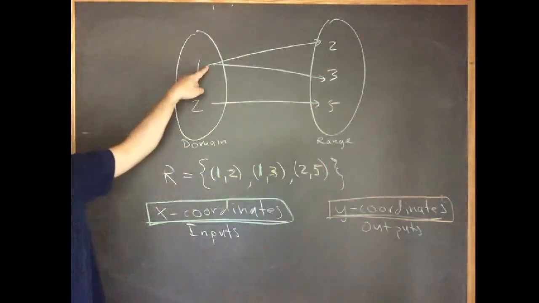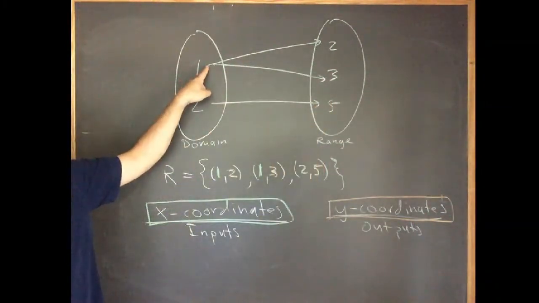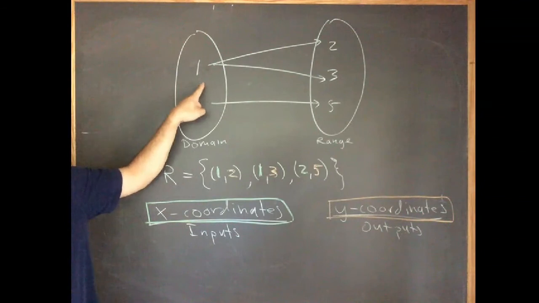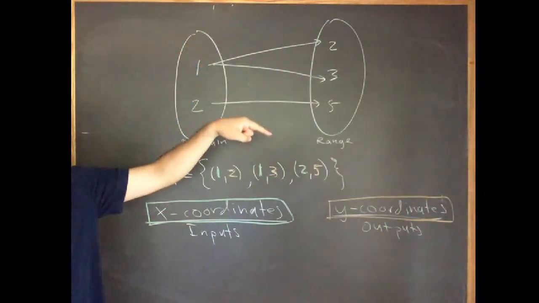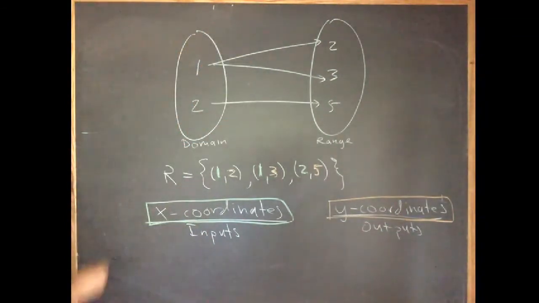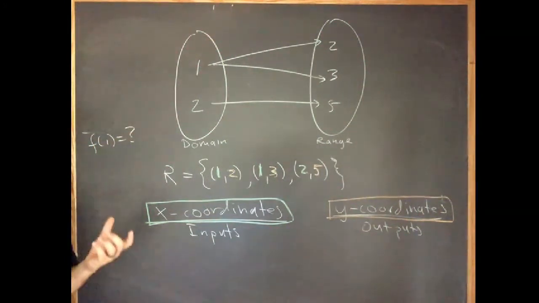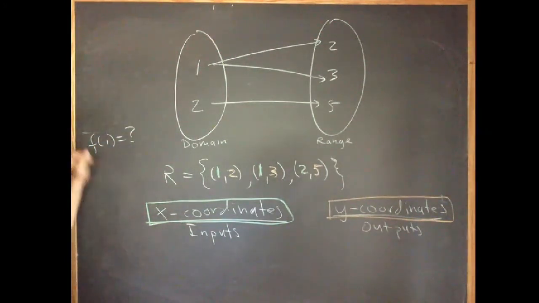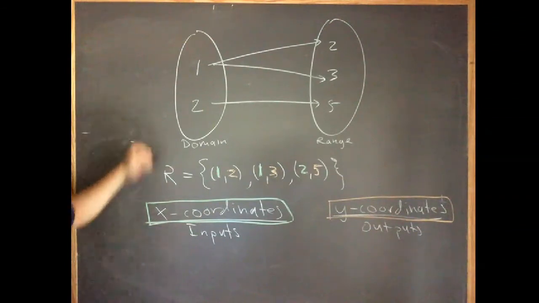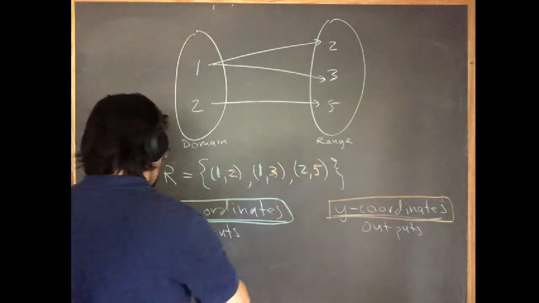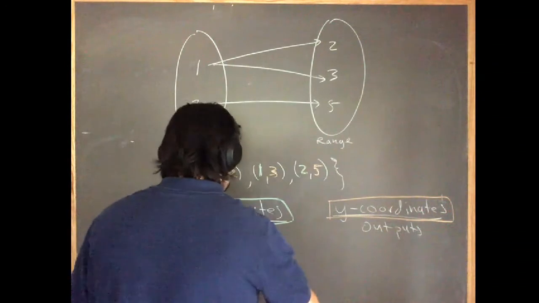And again, the problem is that we have 2 arrows coming out of one input, right? We don't know if we should go to 2, and we don't know if we should go to 3. In other words, if we were using function notation, we really don't have a good way of saying what is f of 1 for this picture, right? We wouldn't even be able to use function notation. So this is, again, not a function.